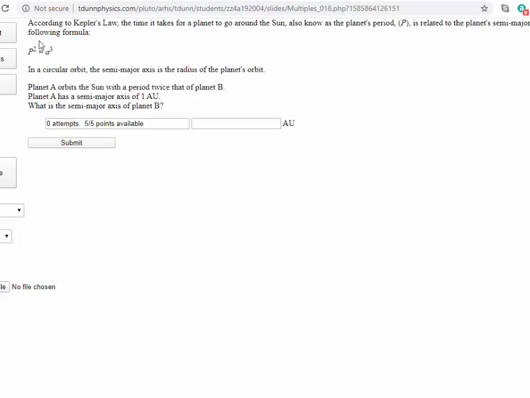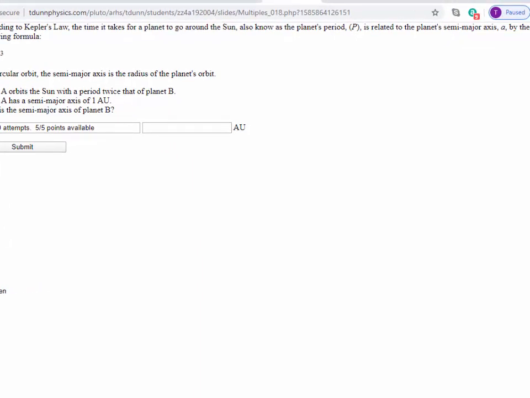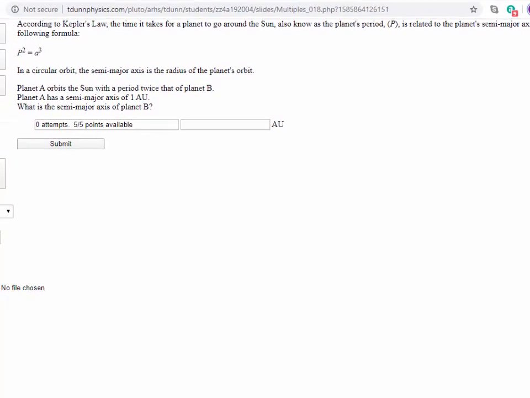So on page 18, according to Kepler's law, the time it takes for a planet to go around the sun, also known as the planet's period, we'll use uppercase P for period, is related to the planet's semi-major axis, lowercase a, by the following formula: P squared equals A cubed. In a circular orbit, the semi-major axis is the radius of the planet's orbit. So A, we could have used R if we wanted.